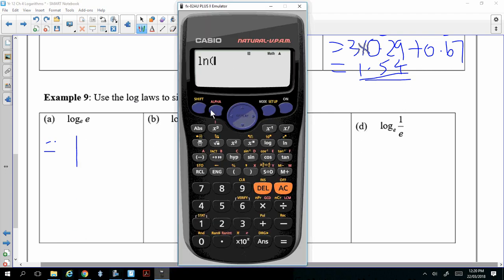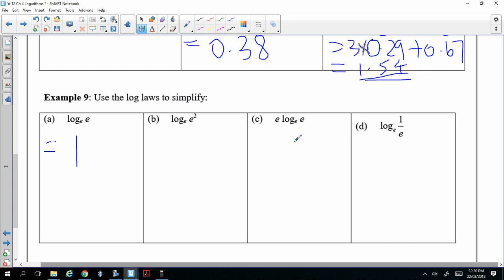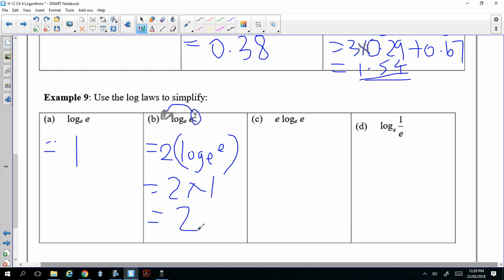How about the next one? Log base e of e squared. So what do you do? You can bring the 2 down first. And then once you bring the 2 down, this becomes 1, isn't it? Which is 2. See if you can work out the next 2, okay? Try the next 2, and then we'll move on.